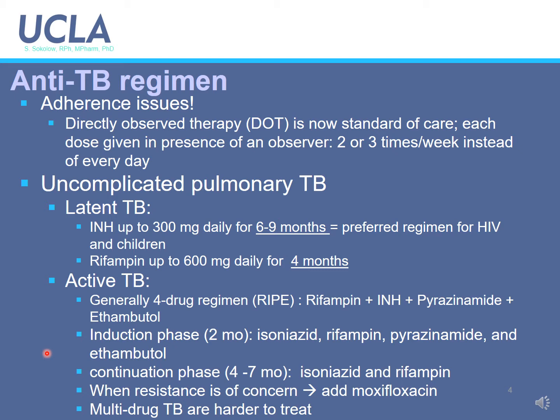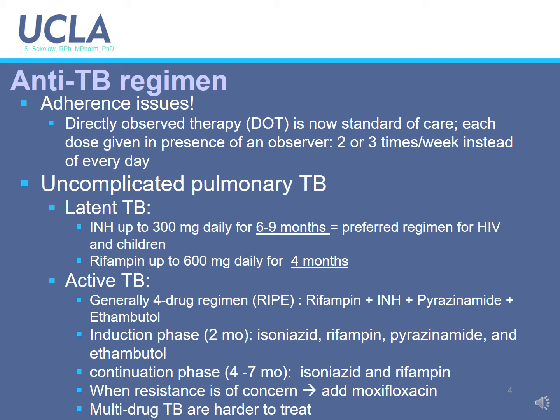So for latent TB, as you can see, the treatment is pretty long, and they would take isoniazid up to 300 milligram per day. And this is also the preferred regimen for patients who have HIV or for children. And they can also take rifampin up to 600 milligram daily for 4 months.